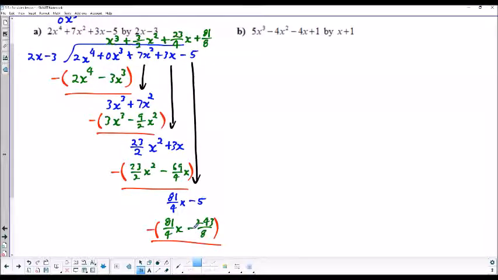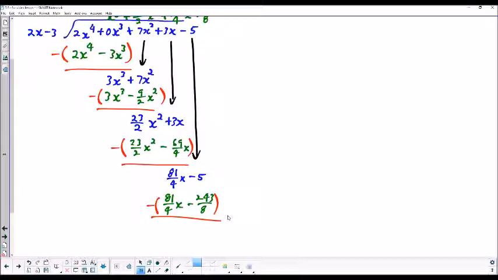Negative 5 minus negative, so negative 5 plus 243 over 8. Well, 5 is written as a fraction over 8 would be 40 over 8. So negative 40 plus 243 gives us 203 over 8 as the remainder.